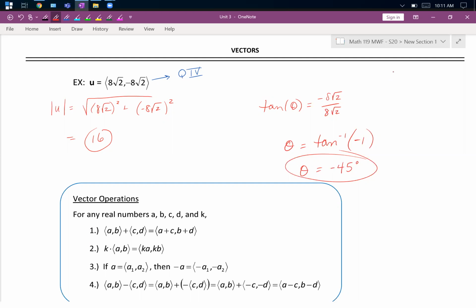So theta equals negative 45 degrees, or it would be acceptable if you wanted to change that into a positive coterminal angle of 315 degrees. That'd be fine too. Questions, anybody, on finding the magnitude or the direction angle?